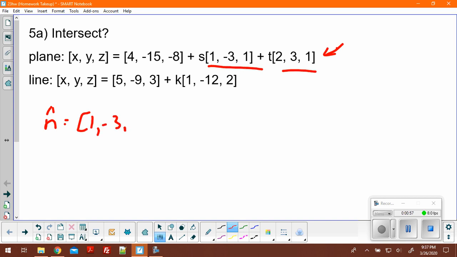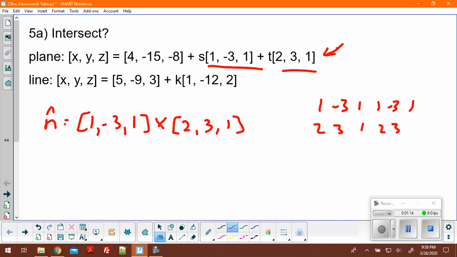So I have 1, -3, 1, and I'm going to cross that with 2, 3, and 1. We'll just run that through quickly on the side. Kind of wishing I had a calculator button that would do that for me. But let's see. We've got -3 take away 3, so that's -6. We've got 2 take away 1, that's 1. And we've got 3 plus 6, so that's going to be 9.